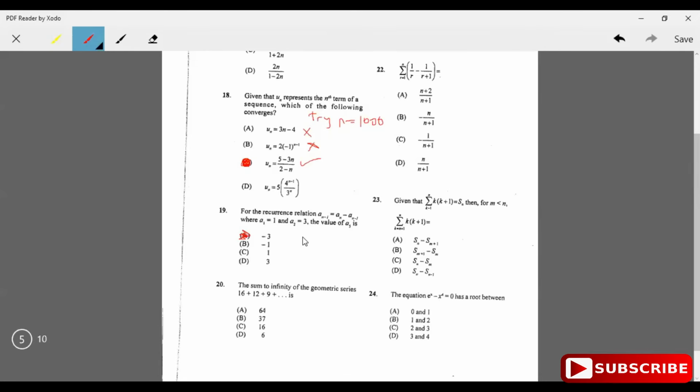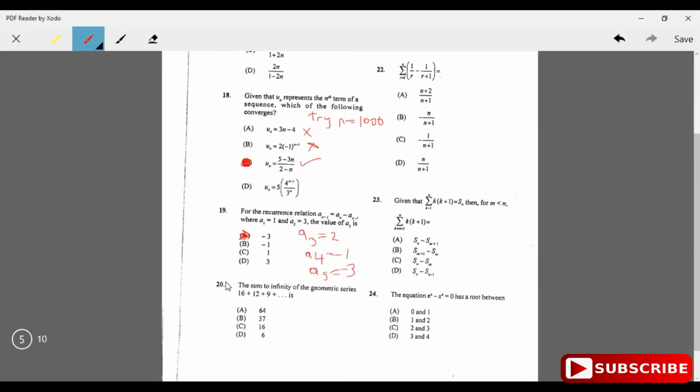So how do we do it again? We have to find a_3. a_3 is a_2 minus a_1, which is 3 minus 1, which is 2. Then we have to find a_4. a_4 is a_3 minus a_2, which is 2 minus 3, which is minus 1. Then we need to find a_5, and a_5 is just a_4 minus a_3, which is minus 3.